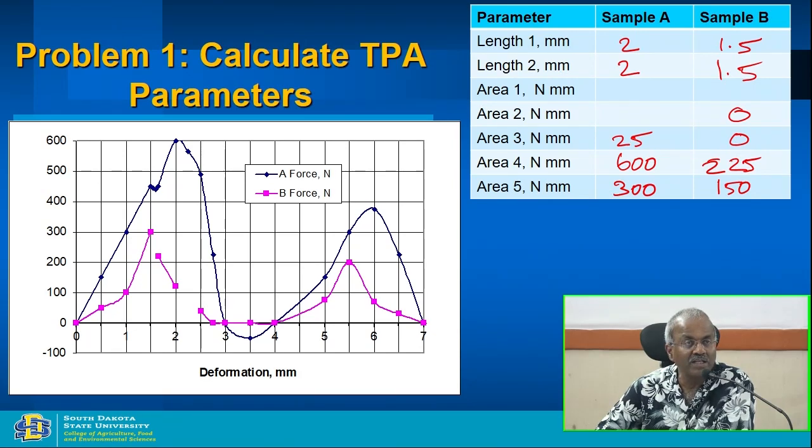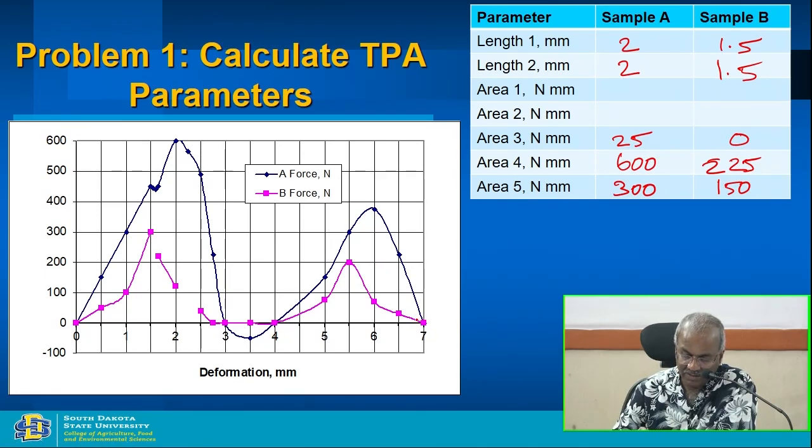Am I doing it correctly? Yes? Yes or no? Okay. Now we got these things and we have to get the area 1 and area 2. Area 1 is the whole thing, area 2 is this whole thing. So we do the area 2 first.